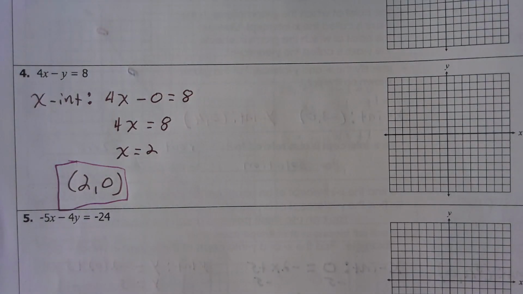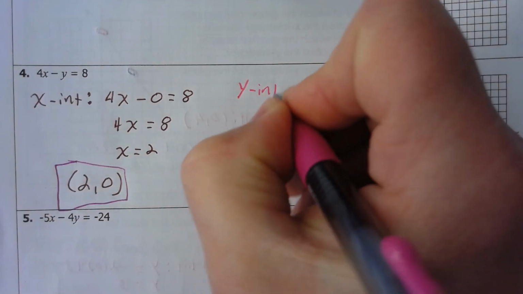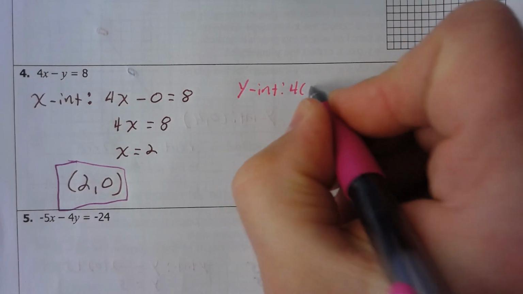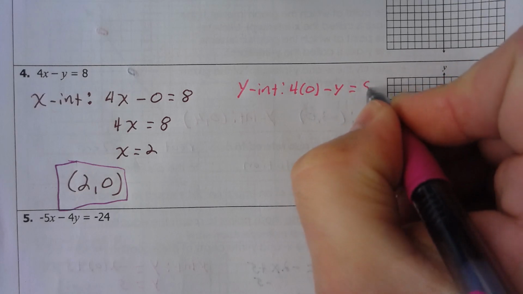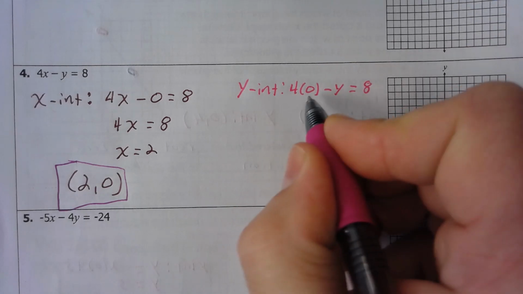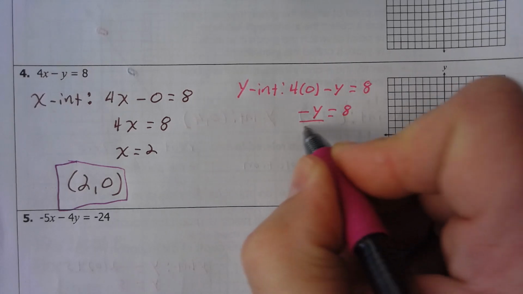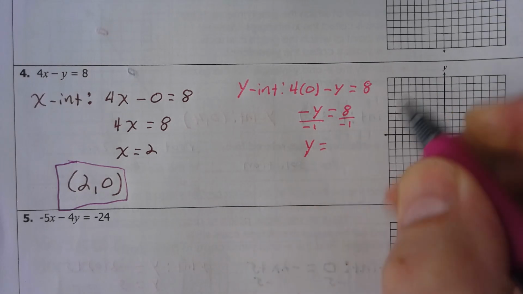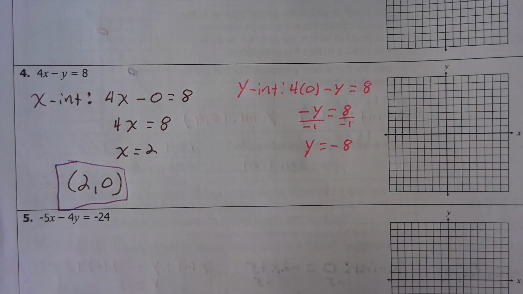And now let's find our y-intercept. So for the y-intercept, I'll let x equal 0, so 4 times 0, and solve for y. Minus y is equal to 8. So 4 times 0 is 0, minus y is equal to 8. Divide by negative 1 because you want that y to be positive. Y is equal to negative 8. So when x equals 0, y is equal to negative 8.